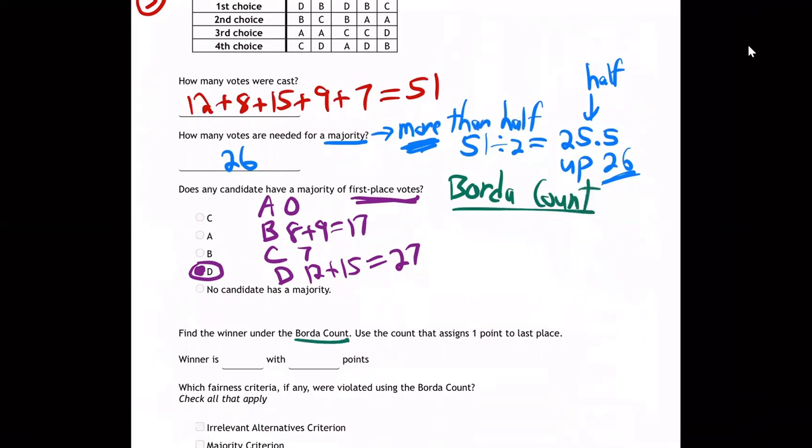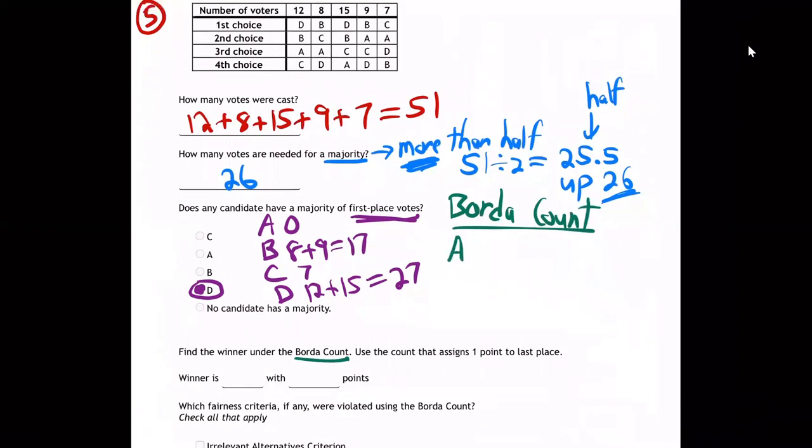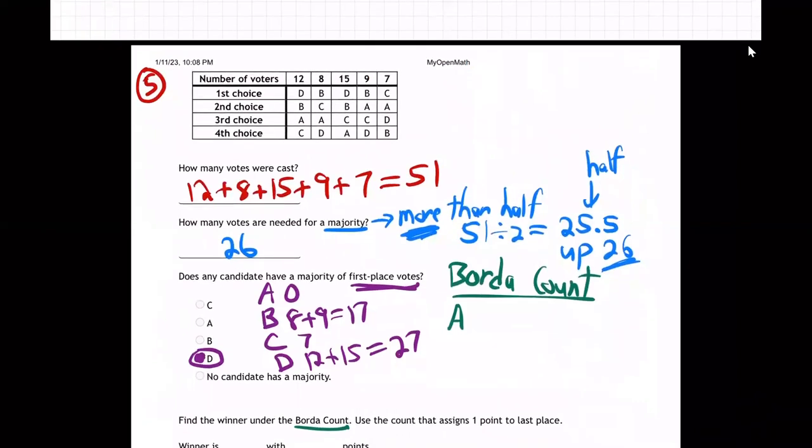So first off, for A, how many total? Remember, that's the point system, right? The board count where you count up the points. How do you put the points in? You put a 1 for last place, right? So 1 for last place, and then a 2, and then a 3, and then a 4. That's the points. Start at the bottom, right? Because if you're last place, that's only 1 point. And then the higher you go, the more points you get.